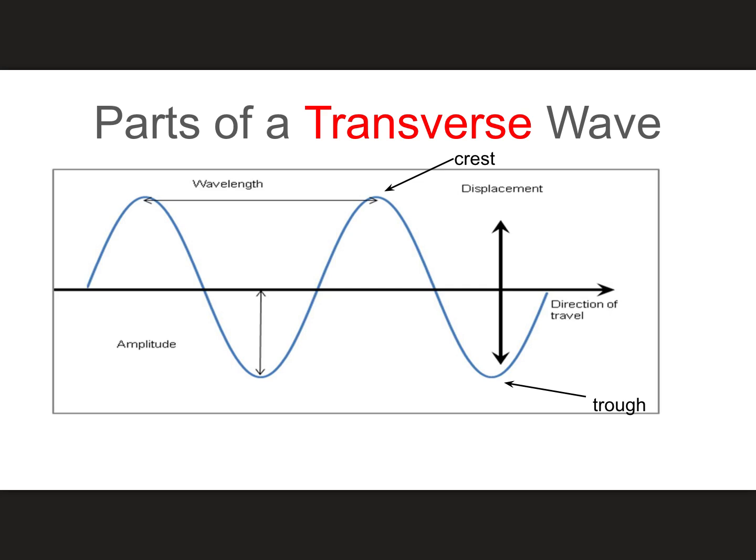The first is wavelength. Wavelength is the distance between two crests or two troughs. So while this is a wavelength because it's between two crests, this is also a wavelength because it's between two troughs. Then we have crests and troughs. Amplitude is this distance from the midpoint to the trough or from the midpoint to the crest. So both of those are amplitudes. And finally, displacement is the distance between the crest and the trough.